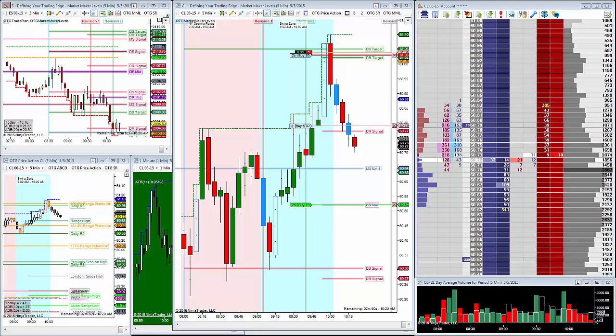79. 108 long at 67. Trailing stop at 81.